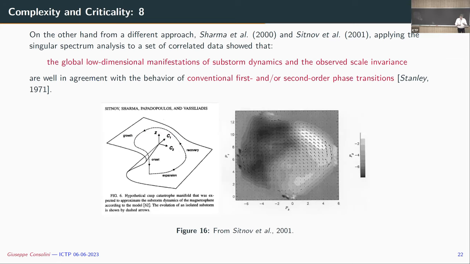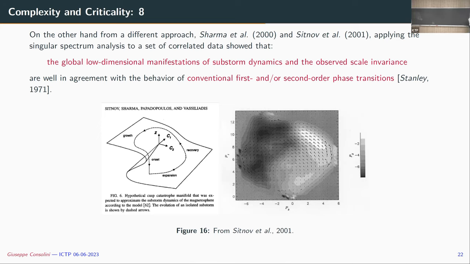However, as usual, these results were discussed alongside other results, like the ones found by Sitnov, Sharma, and Papadopoulos, where they say that during substorms you can find a general shape. You have the expansion, the recovery, and the growth, along a complex manifold. You can see here the flow, which is the expansion phase, then you go up, and then you have the transition at the onset, which is just the jump from this manifold, which is not flat, but exactly a complex manifold. And they say that we also have global low dimensional dynamics that is observed both in substorms and in storms.